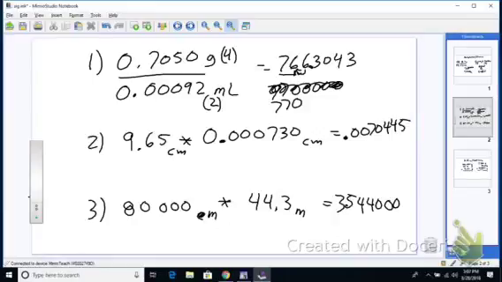Number 2, I think the calculation is correct. So there's 3 significant digits. And then there's 3 significant digits. So I need to have 3 in my answer. So these first 2 zeros don't count. And then 3 more digits after that. So it would be 0.00704 would be the answer for that. The first one should be in grams per milliliter. And the second one would be centimeters squared.